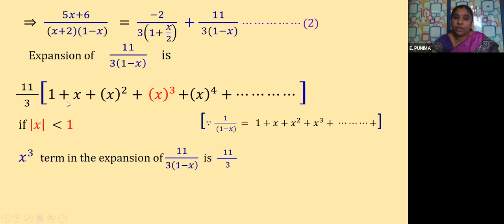Where do you find the x cube term? Here. Okay, so now let us write the x cube term here. The coefficient 11 by 3 is there outside: 11 by 3 into x cube. That is our x cube term.